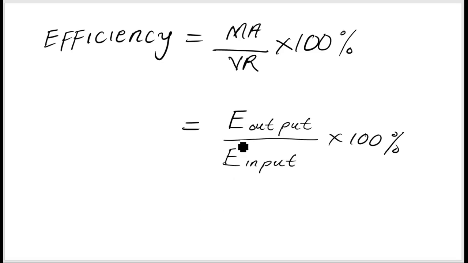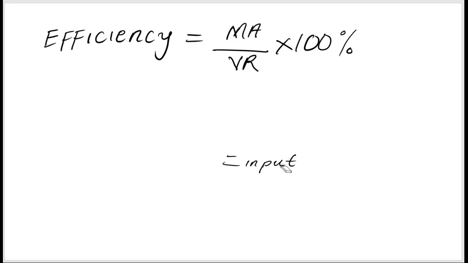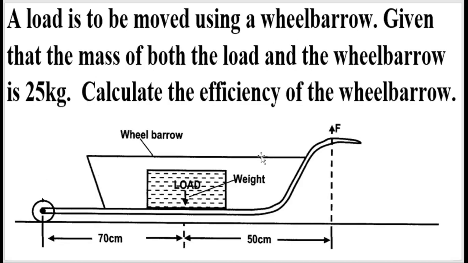But in order for us to calculate the efficiency for this question that we have, we will observe that we can only use the formula for mechanical advantage over velocity ratio times 100% because according to the diagram, what we've been given can be used to calculate mechanical advantage and the velocity ratio. But before we do that, what do we have? So we've been given 25 kg, which is the mass of both the load and the wheelbarrow. Okay, so how are we going to use that?